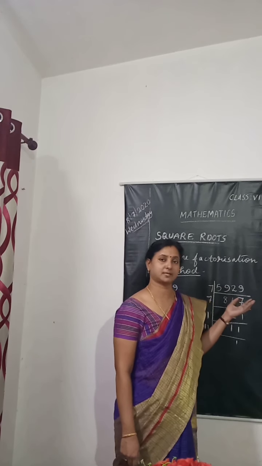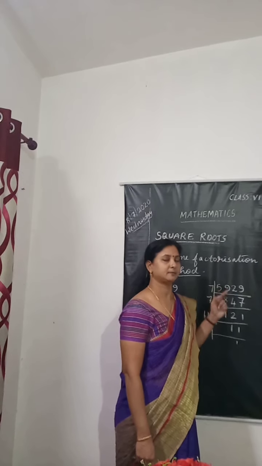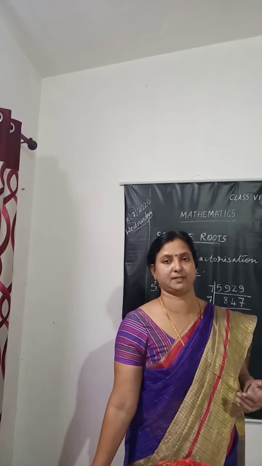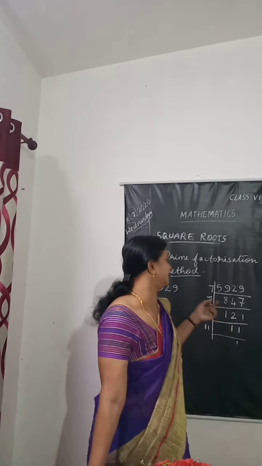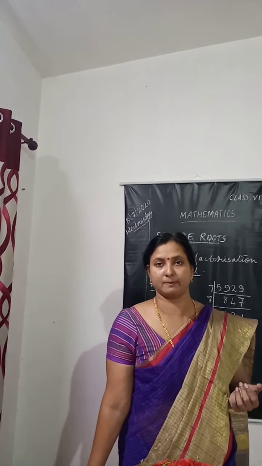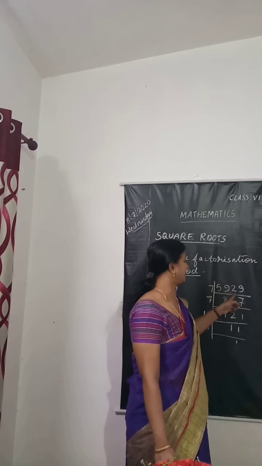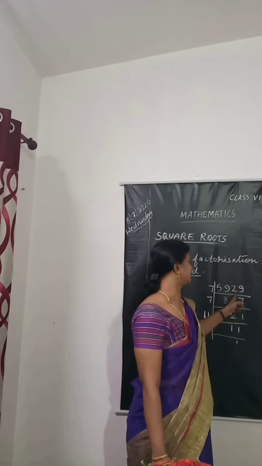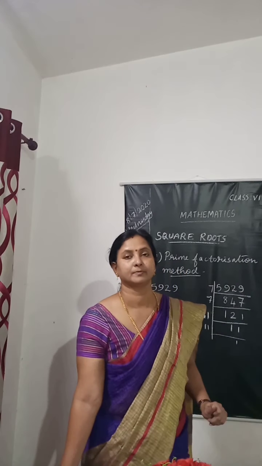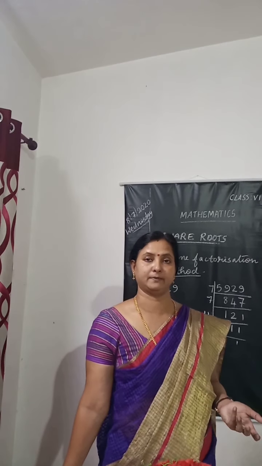Next prime number it is 3. You can check whether the number is divisible by 3. Divisibility test you have already learned. How can you check whether a number is divisible by 3? By adding all the digits, if the sum is divisible by 3, then the given number also will be divisible by 3. Now you can add 5 plus 9, 14. 14 plus 2, 16. 16 plus 9, it is 25. It is not divisible by 3.